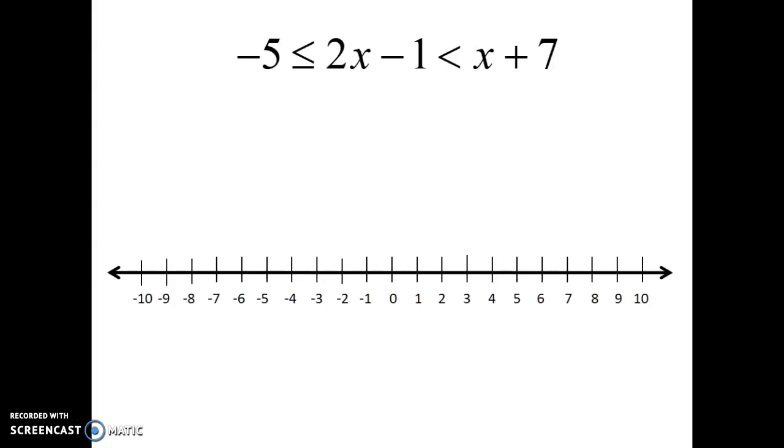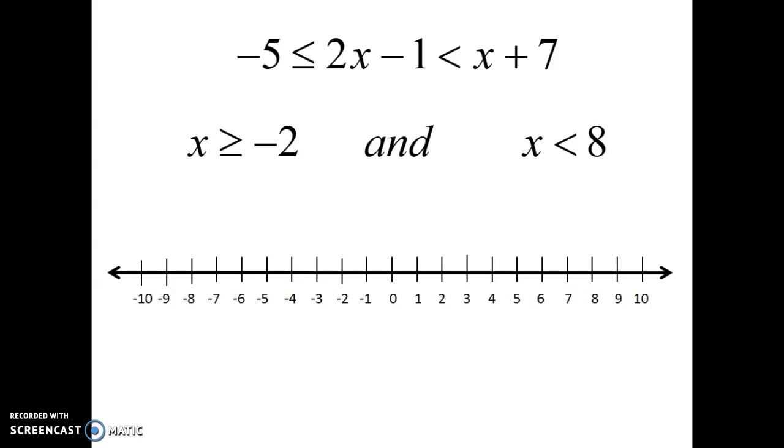So hopefully you've paused the video and have come up with answers, and now it's time to see if you were right. So again, we're going to split up the inequalities. You're going to have negative 5 is less than or equal to 2x minus 1. That's your first inequality, and if you solved it correctly, you should get x is greater than or equal to negative 2. On the other side, you're going to have 2x minus 1 is less than x plus 7. When you solve that, you're going to get x is less than 8.